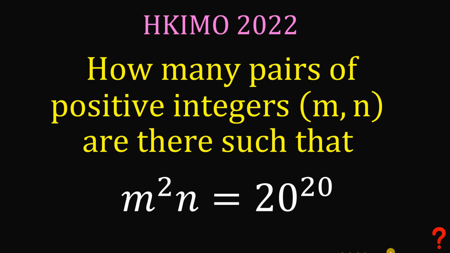This question is from the Hong Kong International Mathematical Olympiad 2022. Here's the question. How many pairs of positive integers m and n are there such that m squared times n equals 20 raised to the power of 20?